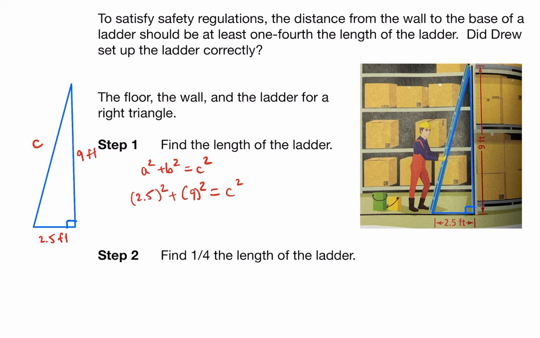And then punching those values in the calculator, we find that 2.5 squared is 6.25, and 9 squared is 81, and that sum is going to equal c squared. And adding those together, 6.25 plus 81 gives us 87.25 is equal to c squared. And then to find c, we have to take the square root of both sides. Okay, and we find that c is equal to 9.3. Okay, so now we know that c, or the length of the ladder, is 9.3 feet.